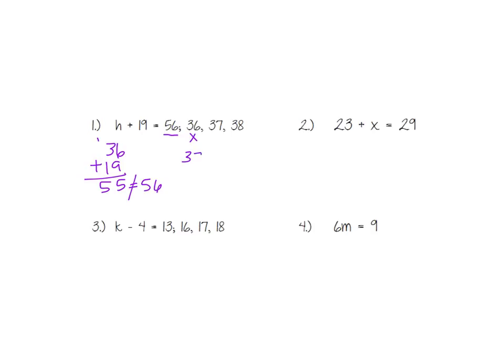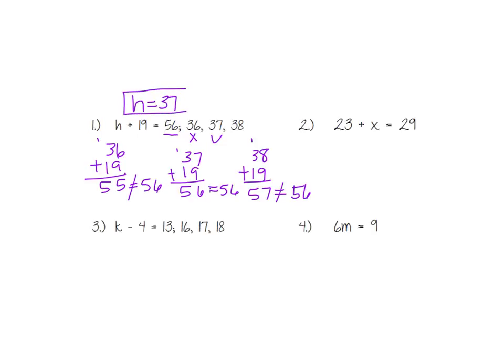I have 37. I'm going to add 19 to it. When I have that, I have 56. Does that equal 56? Yes. And then you always check the last one, 38 plus 19, and I get 57, and that does not equal 56. So the way we would write our answer is h is 37.